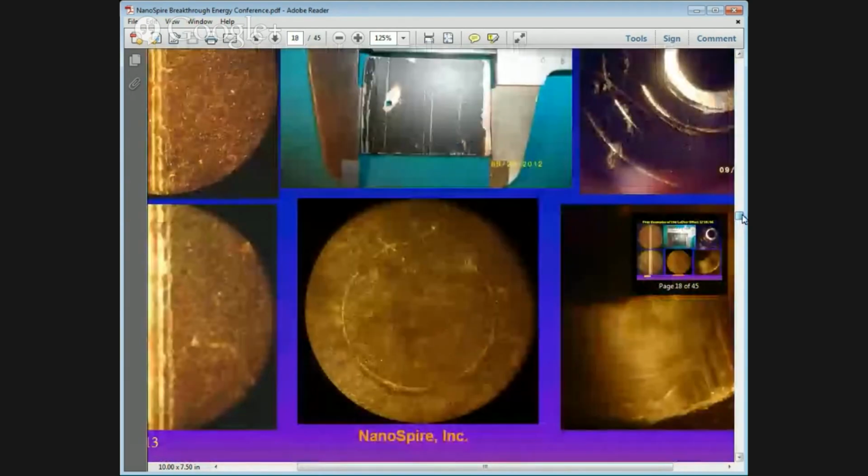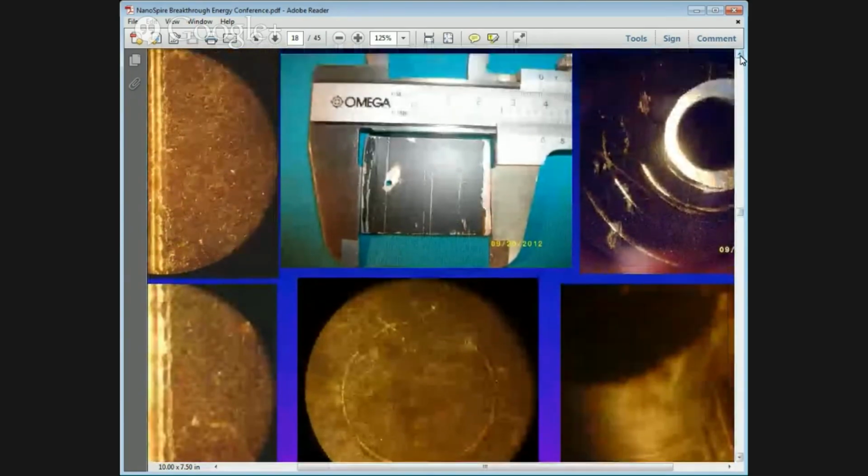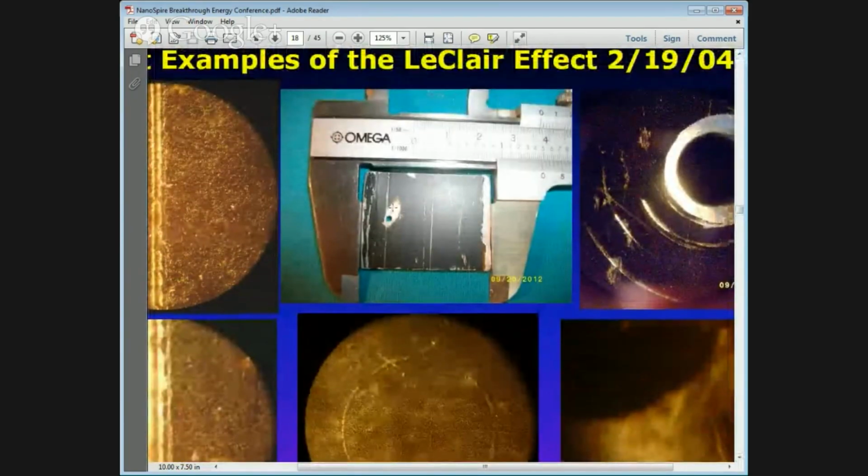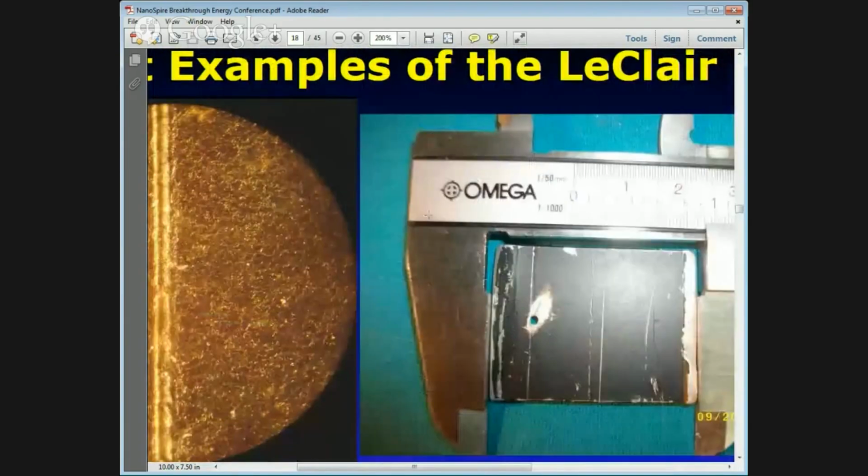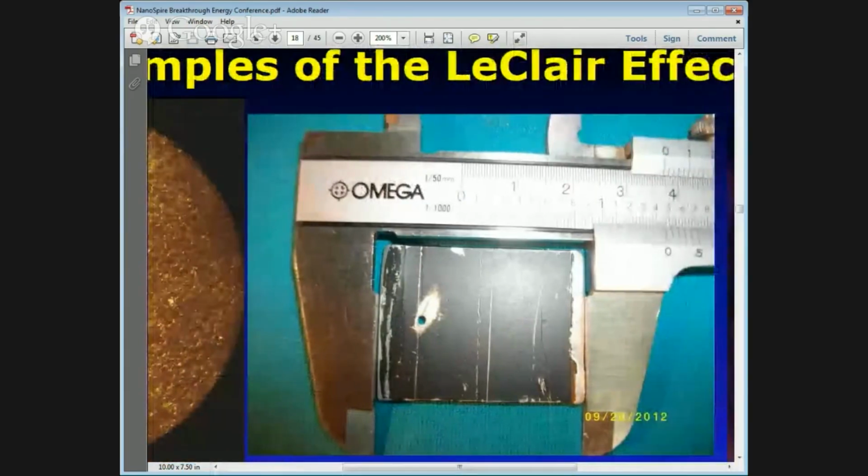In fact, here's the first examples of the LeClaire effect. Now, these lines appeared like magic on the plate. In fact, I'll blow some of this up so you can see it better. So this is the case where I'm forming the cavitation bubble above the hole. The jets aim towards the hole, and then all of a sudden these lines appear out of nowhere, going all the way across the plate after only being in the bath for a few seconds. Nothing mechanical was there to be able to touch it, and yet there it was.